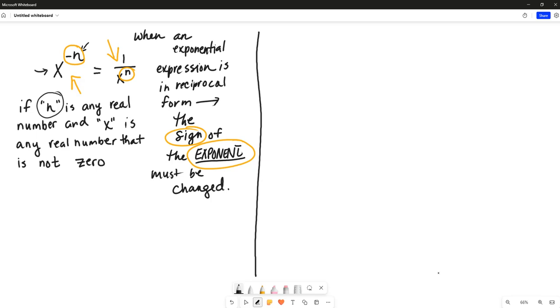All right, now let's look at example 2.1. Okay, we have 1 over 3 raised to the negative second power. The way we will handle this is we're always going to put it in its reciprocal form where the exponent is positive. So that means that this in reciprocal form would be 3 raised to the power of 2. So when we simplify this, this will be 9.